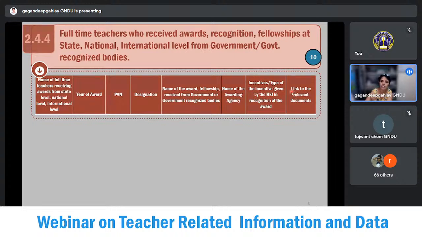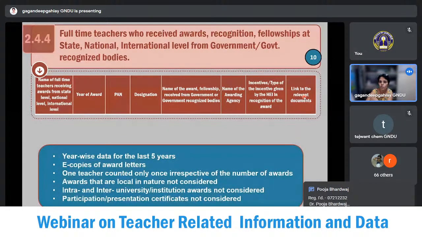So whenever you see this column labeled as link to the relevant documents, it basically means we need to provide proof for what we are saying over here. Whatever information we give in this table, we need to authenticate it by means of proofs.